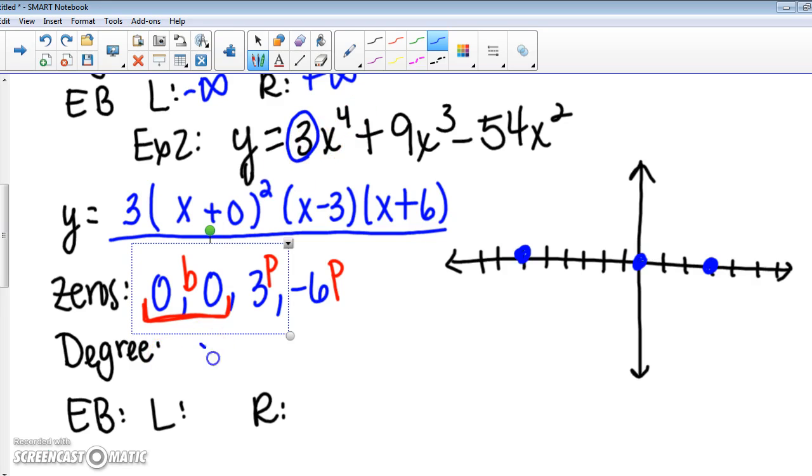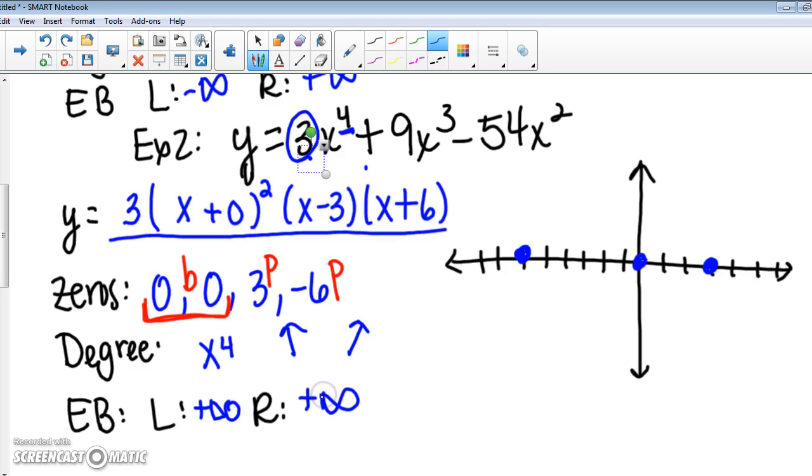Our degree is x to the 4th. Our leading coefficient is positive. So if you look at your chart, even degree, positive, that means up and up. So positive infinity and positive infinity. These are both going to go up and up. And then we'll just finish it up like we did the other day. At negative 6, it's supposed to pass. So we'll pass through and connect. At 0, though, it's supposed to bounce. So it's going to go back down and then up. And that's your whole answer.